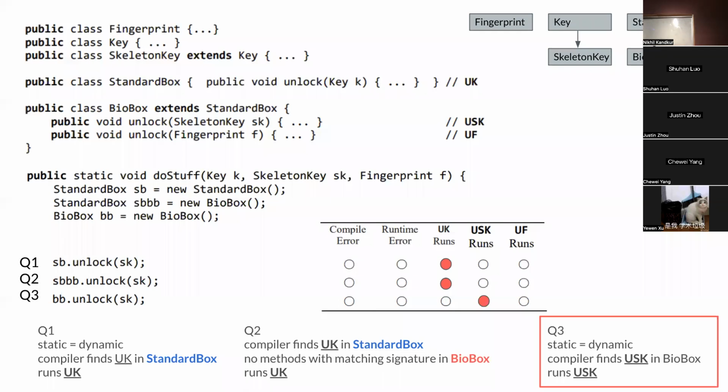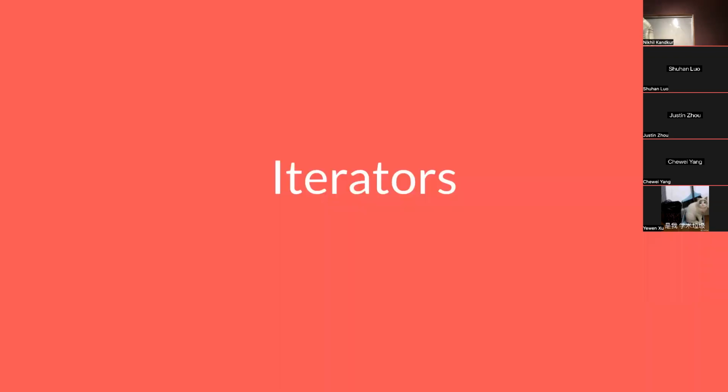I see. That would be because skeleton key is a subclass of key. Okay. Right? Yeah. So the UK method would still be able to take in a standard key. Cool. Okay. Iterators.